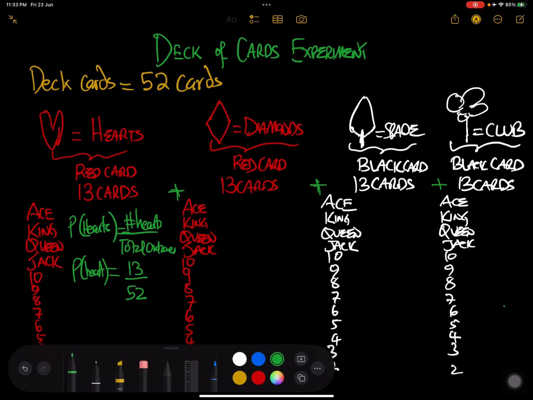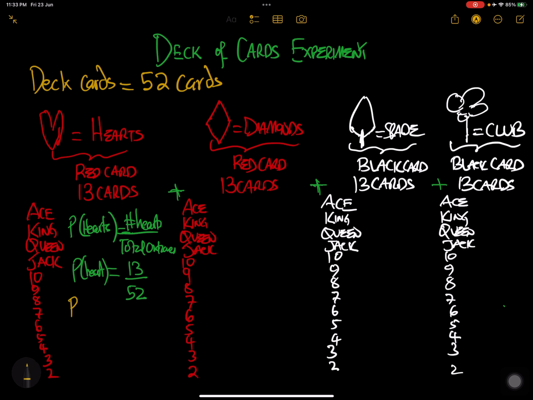And let's look at maybe the probability. Yes, let's look at the probability of drawing, let's say, a red card. The probability of drawing a red card is the number of red cards divided by the total outcomes.